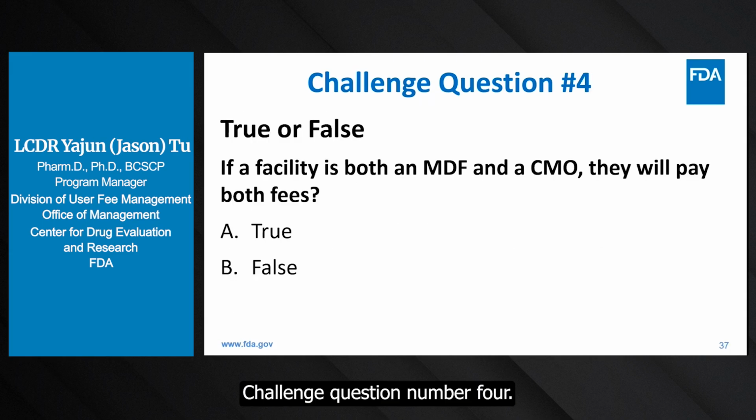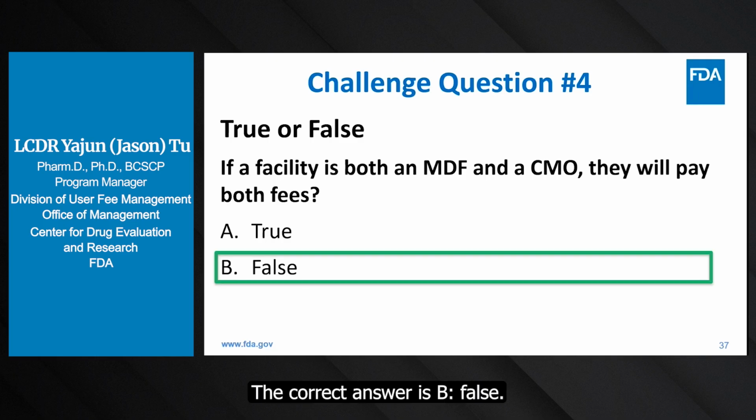Challenge question number 4, true or false? If a facility is both an MDF and a CMO, they will pay both fees. True or false? The correct answer is B, false. If a facility is both an MDF and a CMO, they will only pay the MDF fee.